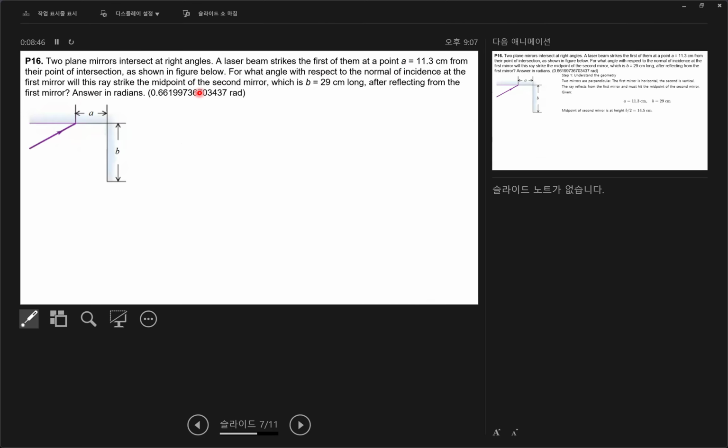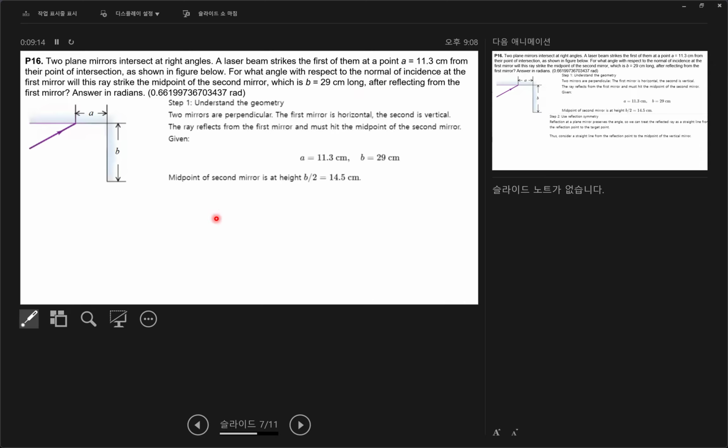And for what angle with respect to the normal of incidence at the first mirror will this ray strike the midpoint of the second mirror? This midpoint, which is B over 2, after reflecting from the first mirror. So we need to know the law of reflection. The law of reflection is that the incident angle is the same as the reflected angle. Okay.